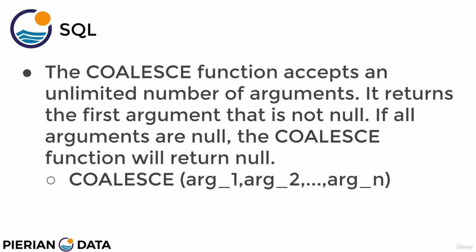The Coalesce function accepts an unlimited number of arguments. It returns the first argument that is not null. If all arguments are null, then the Coalesce function will return null. So in practice, you simply have the Coalesce function, and then you provide any number of arguments in the order that you want them to be evaluated in. And typically these are going to be column names.